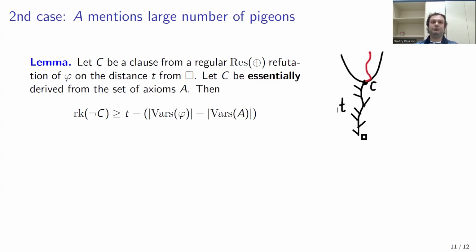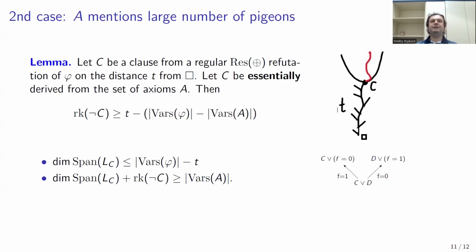The lemma is proved as follows. First of all, recall that in regular proofs, the dimension of L_C is at most the number of variables in phi, the maximal dimension, minus t. We claim that the dimension of L_C plus the rank of the negation of C is at least the number of variables of A. Indeed, for every axiom of A, there is an assignment and a path from C to this axiom such that the assignment falsifies all clauses on this path.